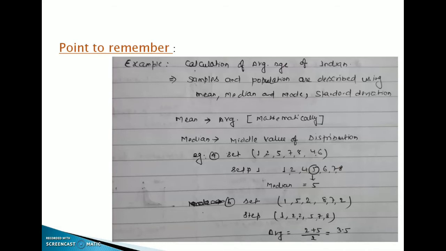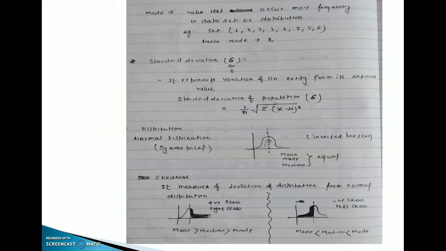This is the median. And mode is nothing but the value that occurs more frequently in any data set or distribution. To understand it better, let's take an example. Suppose we take a set 1, 2, 3, 3, 2, 2, 5, 6. Here 2 is occurring more frequently, 3 times, more than any other figure. So here mode is 2.